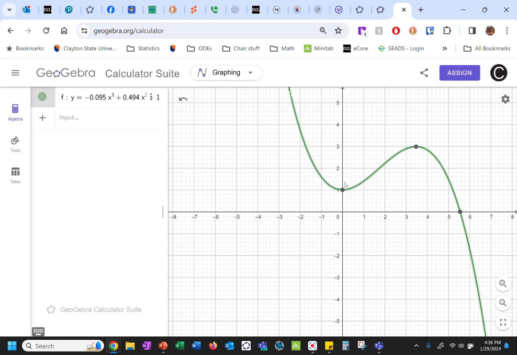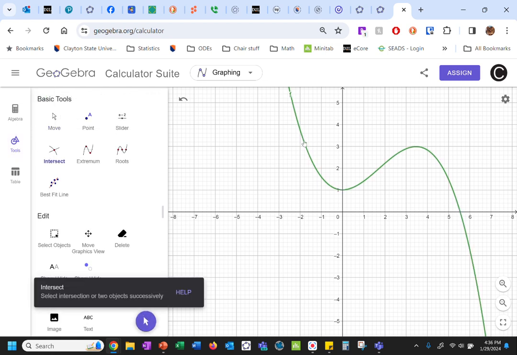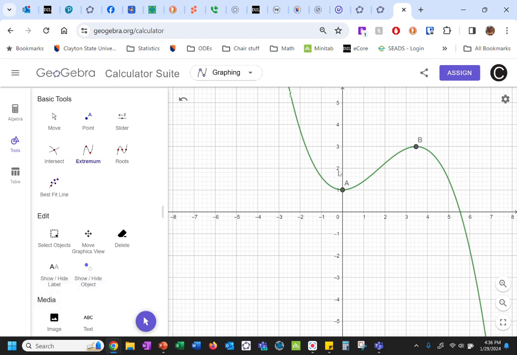But you can see, we've already clicked on this, and GeoGebra is very helpfully saying you've got an extreme here at about x equals 3.46, 3.47, and a y value just under 3. And then we've got another one here at 0, 1. So those are nice. If it doesn't already highlight them, you can go to Tools, and then click Extremum. Then click your graph, and it's going to find those local mins and maxes.